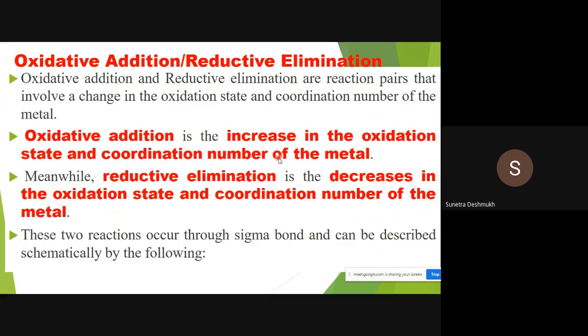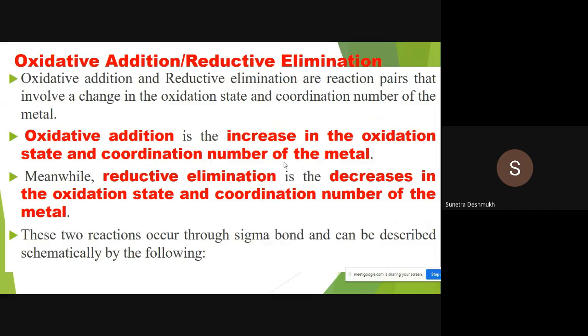In oxidative addition, there is an increase in the oxidation state and coordination number of the metal. Meanwhile, in reductive elimination, the increased oxidation state is decreased, and the coordination number of that particular metal is also decreased. These two reactions occur through sigma bonds and can be described schematically by the following reaction.